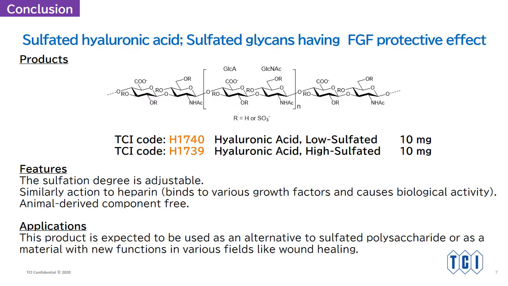In summary, the degree of sulfation is adjustable. Its features are similar to heparin. Hyaluronic acid, the raw material of this product, is made by microbial fermentation, so its source is animal-free. Sulfated hyaluronic acid is expected to be used as an alternative to sulfated polysaccharides, or as a material with new functions in various fields, such as wound healing.